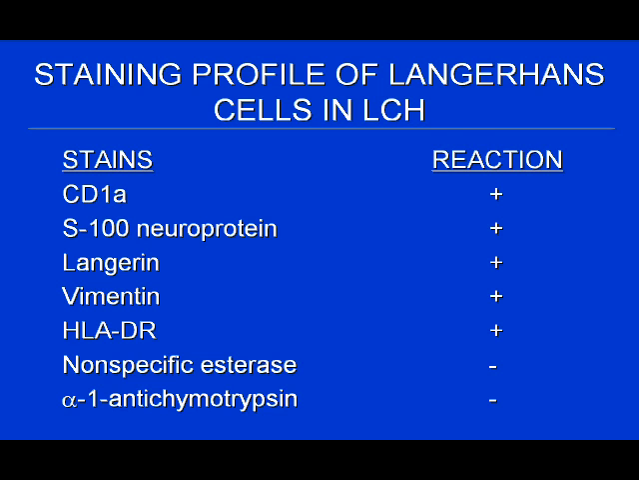The other two, of course, will stain other cells. CD1a, of course, stains thymocytes, stains T lymphoblastic leukemias, and S100 stains a bunch of things, including melanoma, etc. But Langerin is pretty specific. They also stain positive for vimentin, as do a lot of other things. They're HLA-DR positive, but they're negative for those stains that we see in phagocytic histiocytes, such as the non-specific esterase and alpha-1 antichymotrypsin or alpha-1 antitrypsin.